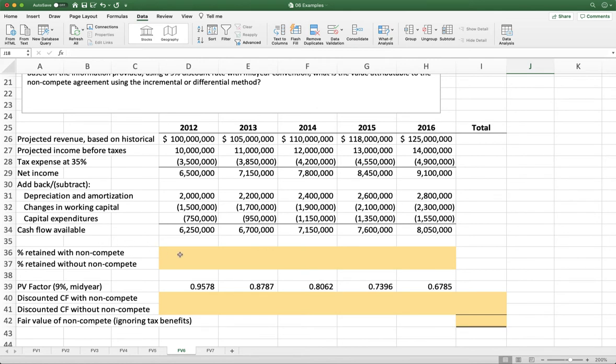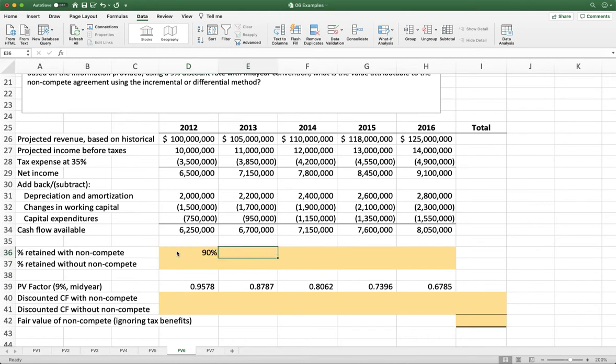So remember, they told us that with the non-compete, we still thought they were going to lose some customer base. So if we start out with all of the customers, which would be 100% or 1, then we think we're going to lose 10%, so minus 0.1 or 10%. That's going to give us, equals 1 minus 0.1, gives us 90% of our customers that are going to be retained.